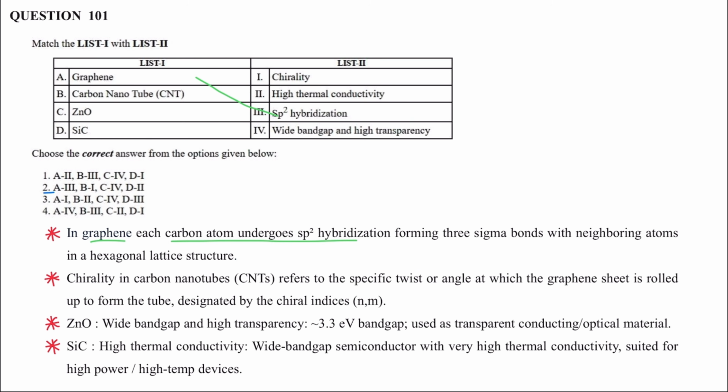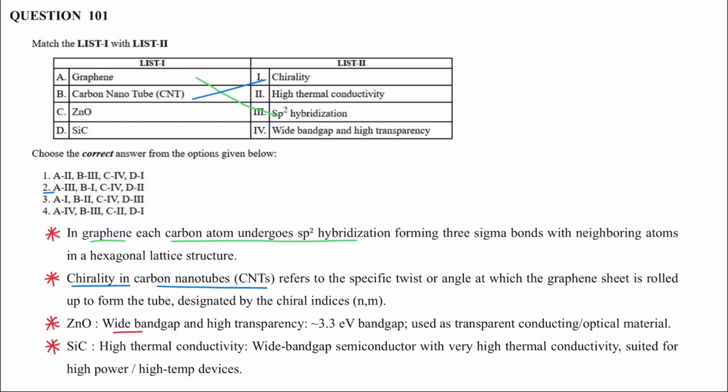Carbon nanotube. Chirality in carbon nanotube refers to the twist or angle at which the graphene sheet is rolled up to form the tube, designated by the chiral indices m, n. So carbon nanotube is chirality. B matches to 1. C is zinc oxide, ZnO.